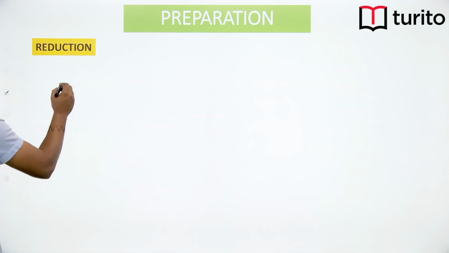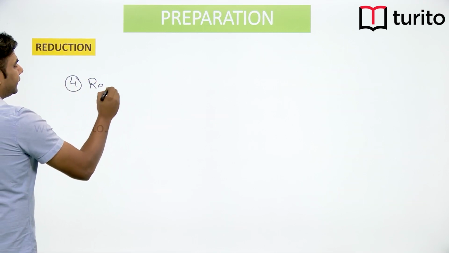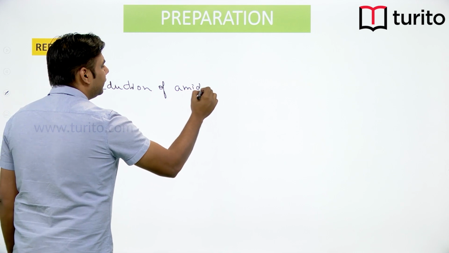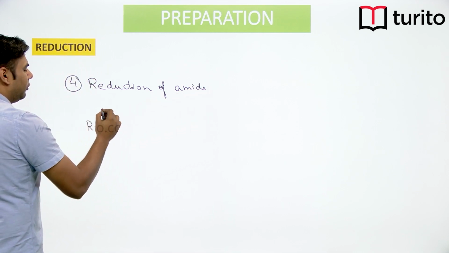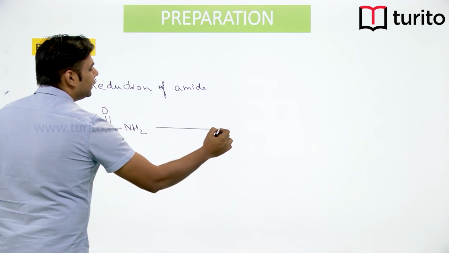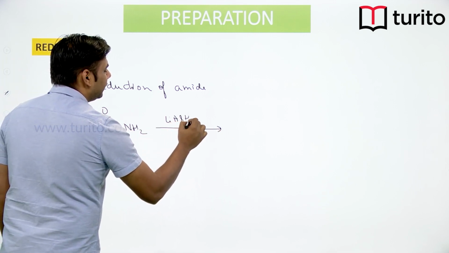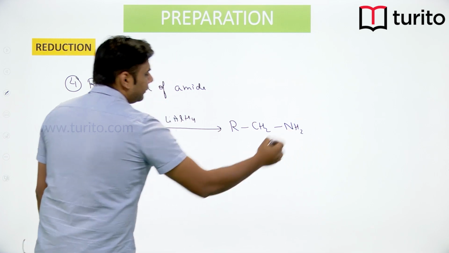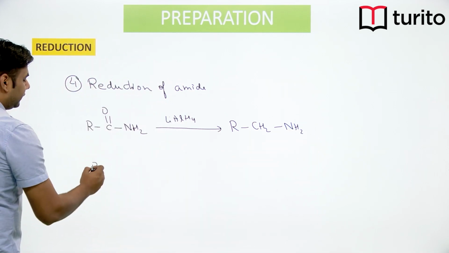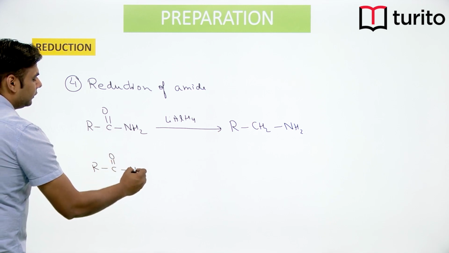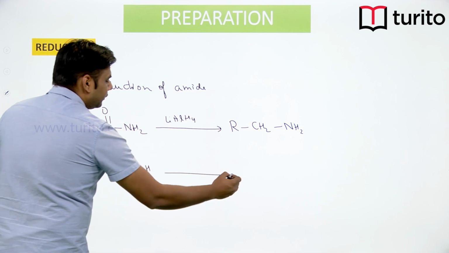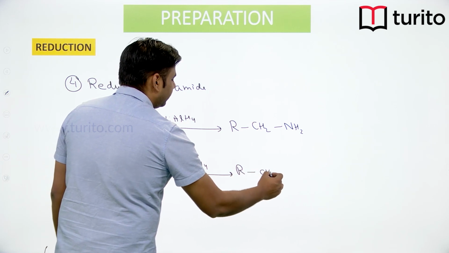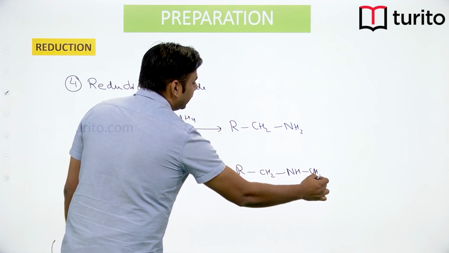The fourth important reaction is reduction of amides. Whenever we reduce an amide, suppose we are taking an amide RC double bond O NH2 and reducing this with lithium aluminum hydride, what happens? This converts into a primary amine. If we take any N-substituted amide also, upon addition of lithium aluminum hydride, it would form an amine. In this case it would form a 2-degree amine.